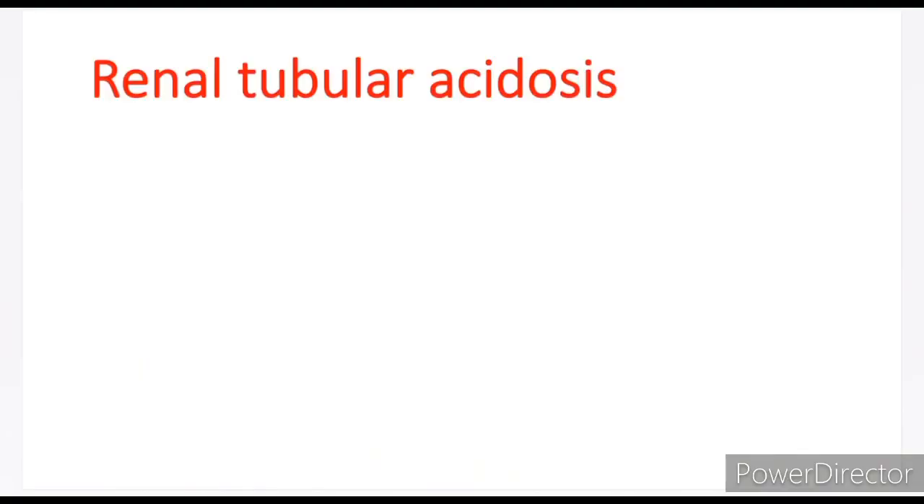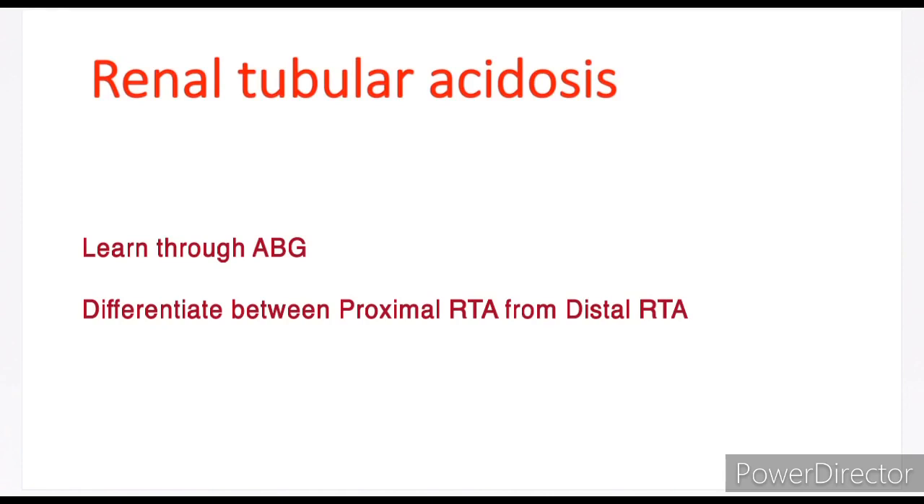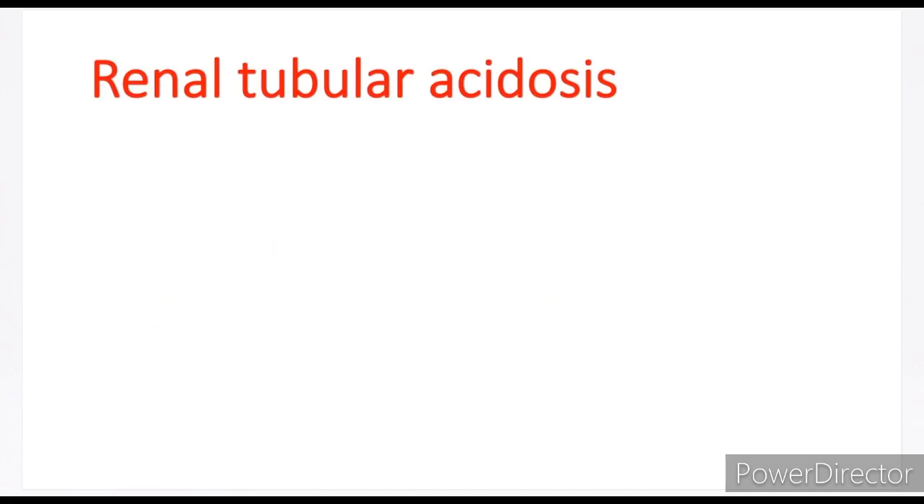Today you will learn with the help of ABG how to approach metabolic acidosis and how to diagnose renal tubular acidosis through it. Renal tubular acidosis is frequently asked in PG entrance examination, DNB MD theory examination and OSCE. One question is asked in almost every year in either of the examination. So before proceeding, today we will learn about renal tubular acidosis.